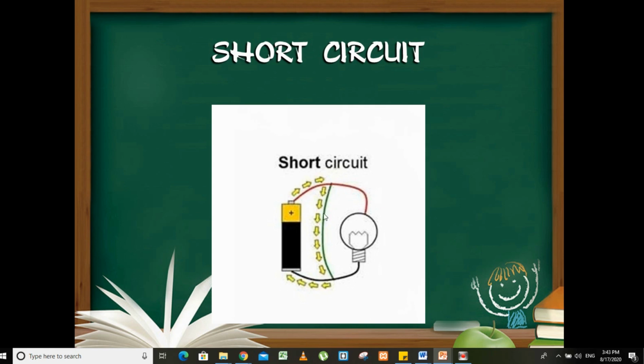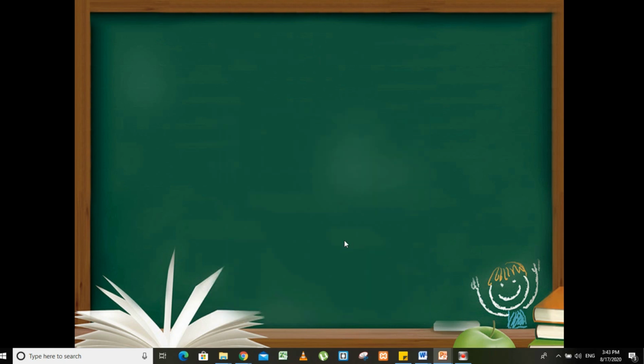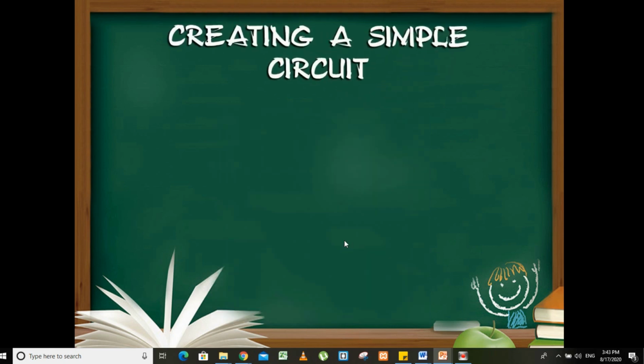So this is what we call a short circuit. Therefore, it's not going to allow the bulb to turn on. So the only kind of circuit that will permit our bulb to turn on is the closed circuit. Now, let's move on to creating a simple circuit.